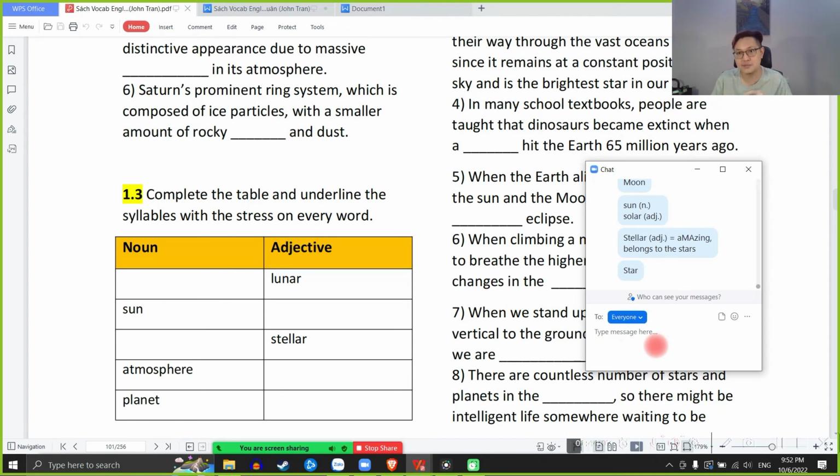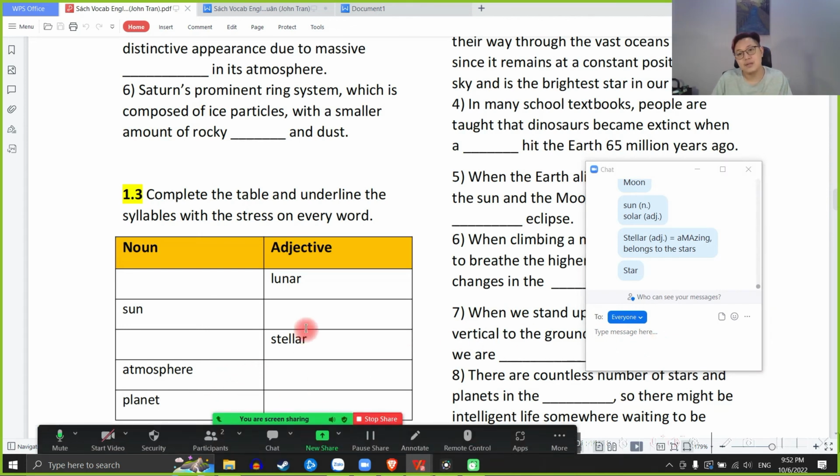It's a very high result. An amazing result. Stellar performance, một cái thành tích tuyệt diệu. But stellar also mean belong to the stars. Nó cũng có nghĩa là thuộc về các vì sao nữa.